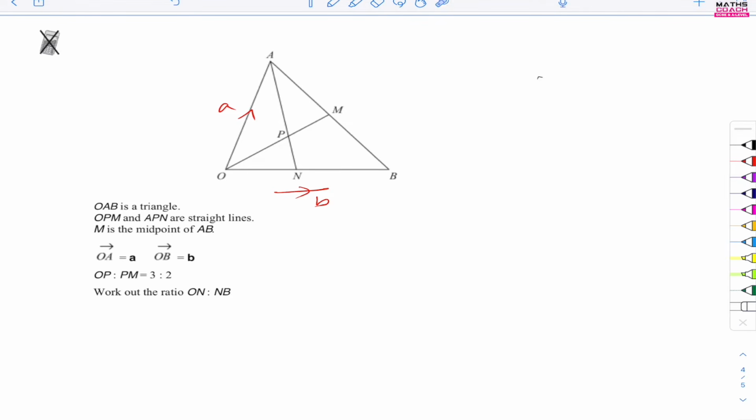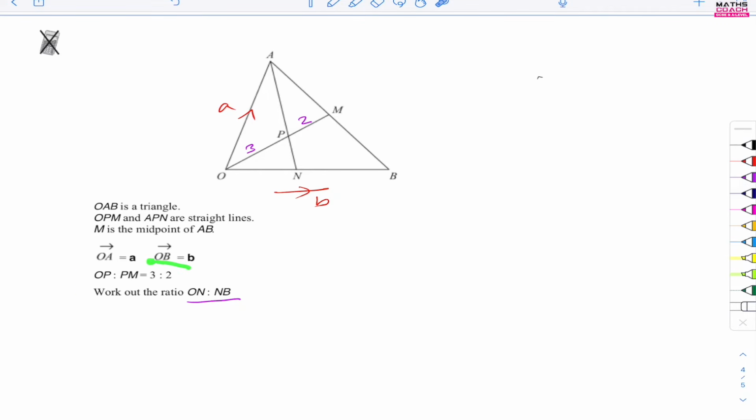Okay, and we are told that O to P and P to M is in the ratio 3 to 2. So 3 and 2 right there. Work out the ratio O to N and N to B. Okay, so how do we do this question?